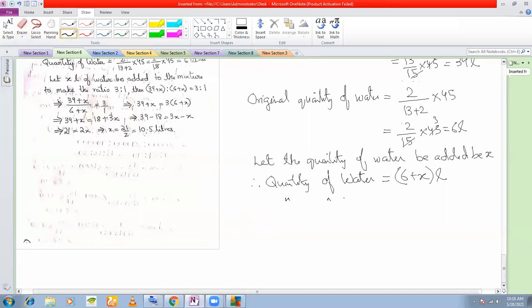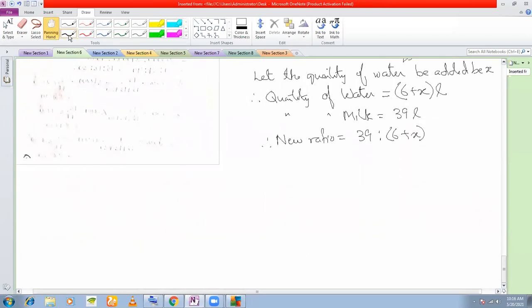Quantity of milk remains 39. I'm only adding x liters of water, right? So what is the new ratio of milk to water? 39 is to 6 plus x. And what is the new ratio given here? 39 by 6 plus x.